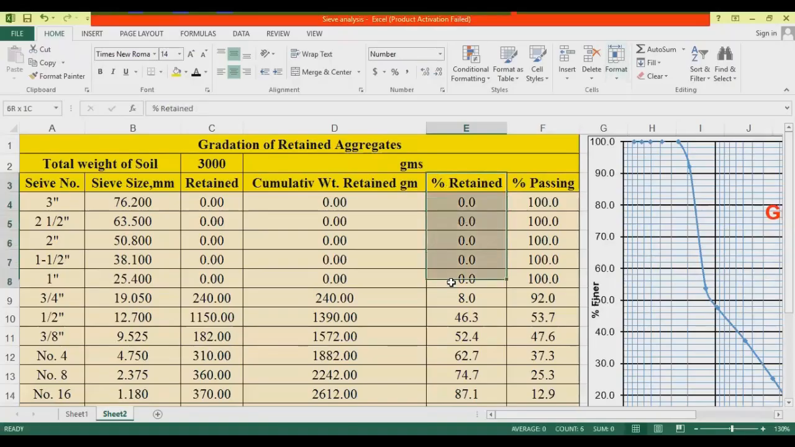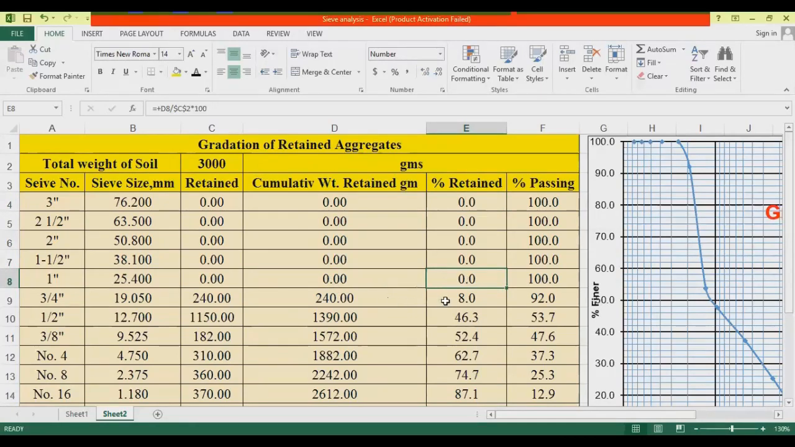Now for the percent retained on each sieve, we have the formula: the cumulative weight retained on the particular sieve divided by the total weight of the aggregate multiplied by 100. So you can see on the 3-inch sieve, nothing of the cumulative weight has been retained. So the percent retained is again 0. Similarly, till the 1-inch sieve, the cumulative weight retained is 0. So the percent retained is again 0.